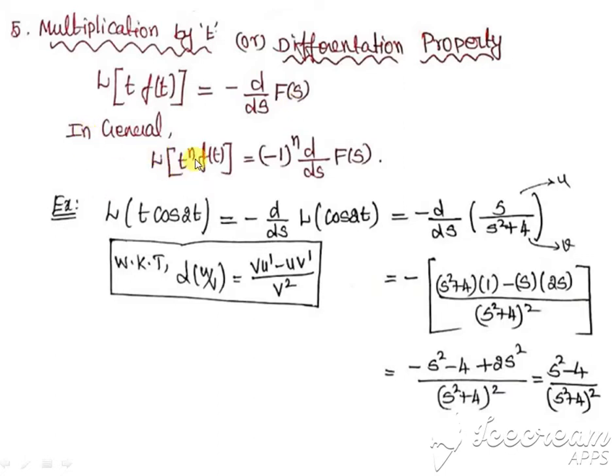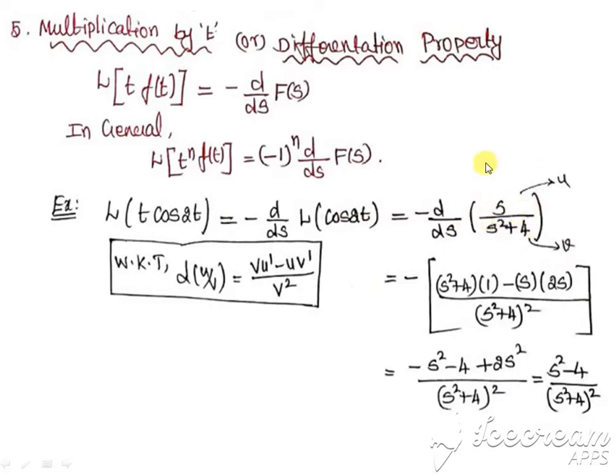In general, the Laplace transform of t to the power n times f of t is (minus 1) to the power n, d^n by ds^n of F of s. Let's see one example: Laplace transform of t cos 2t. For this, first you have to find the Laplace transform of cos 2t. Corresponding to t, we have to multiply by minus and differentiate the answer with respect to s. So minus d by ds of Laplace transform of cos 2t. Cos 2t is s by s squared plus 4.